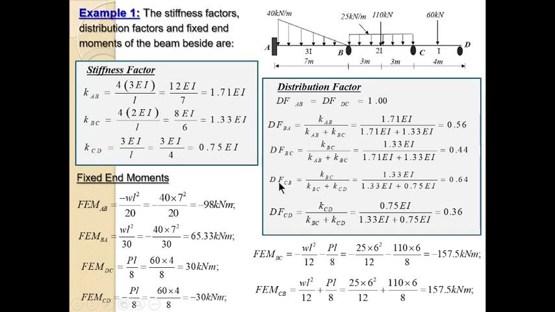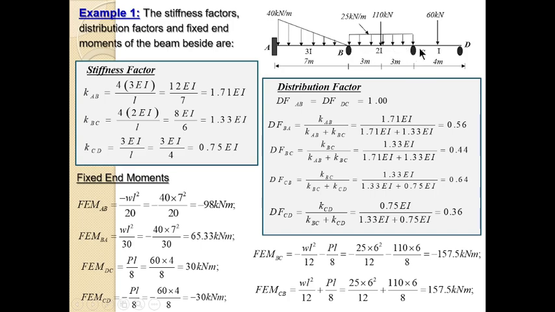So we now go to joint C. We calculate the distribution factors of CB and CD. So for CB, we say the distribution factor, not stiffness factor. The distribution factor of CB is now the stiffness of BC all over the stiffness of BC plus CD.